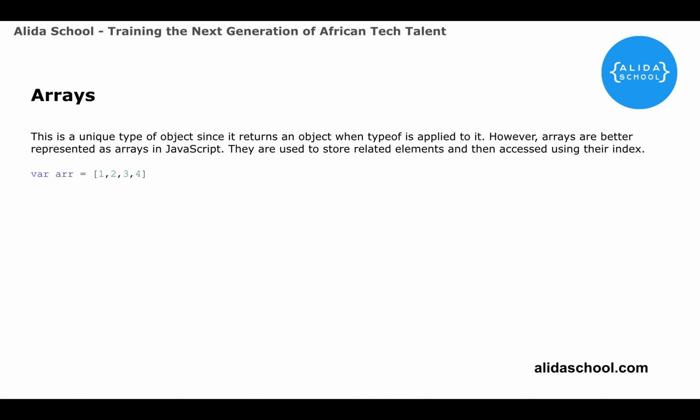Welcome to the array slide. Array is a unique type of object since it returns an object when typeof is applied to it. Remember, to get the data type of any variable, all you need to do is to console.log the typeof that particular variable you're looking out for.